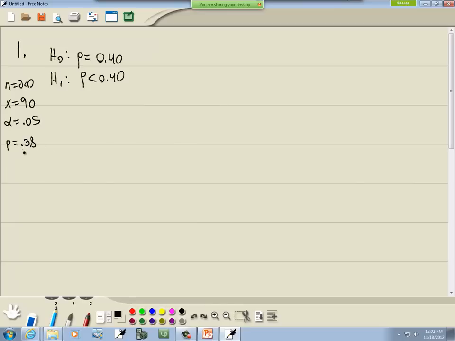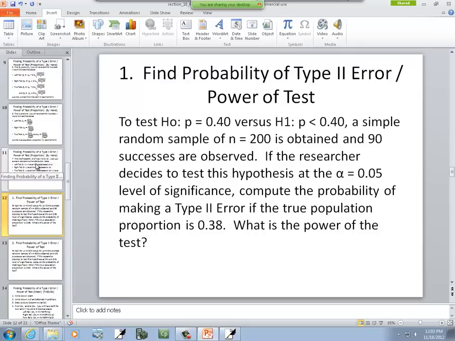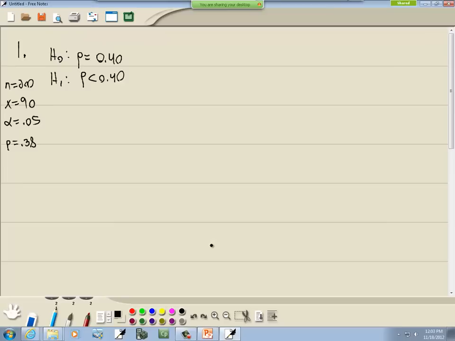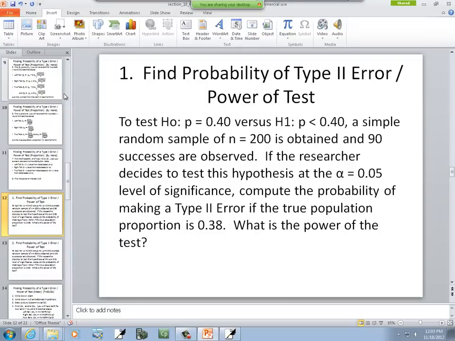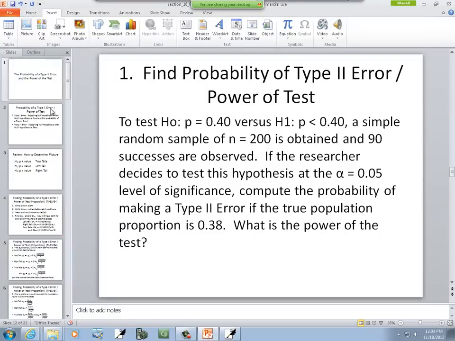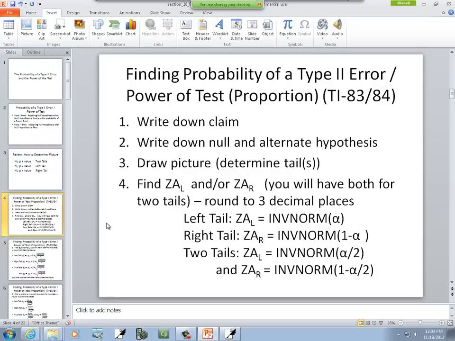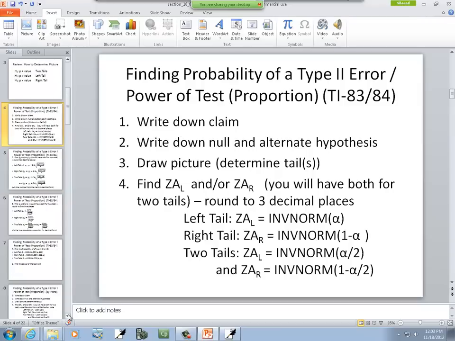Some books just actually ask you to compare this against another population proportion. This maybe doesn't say true, but it just says compare this against P1 is equal to this. What is the power of the test? Okay, so that's the information they give us. Let's go up here, and we're going to find the probability of a type 2 error and the power of the test using the TI-83 and 84.